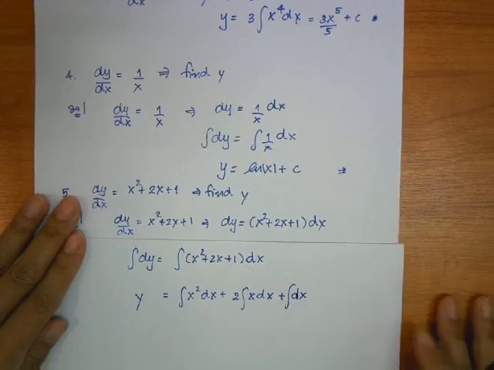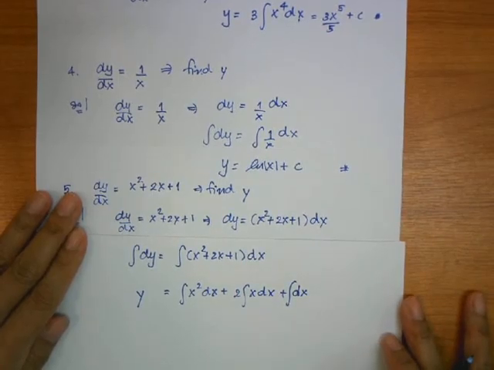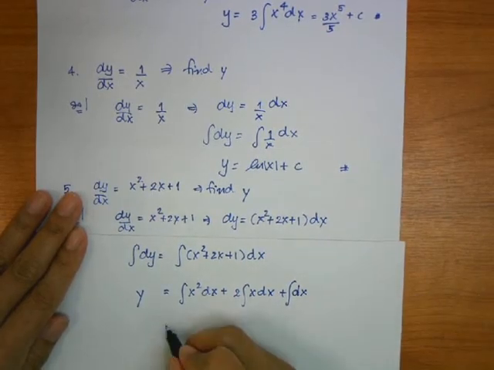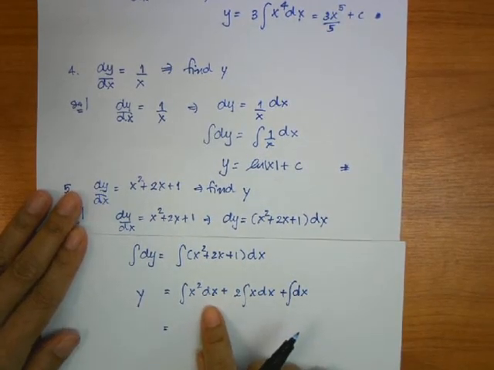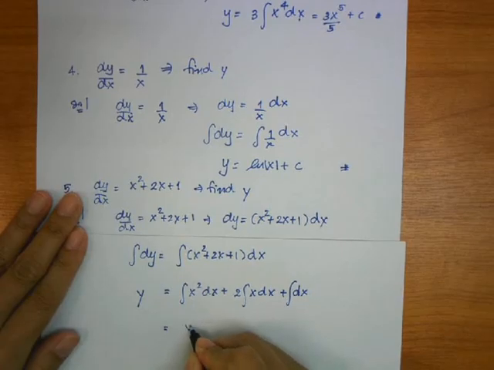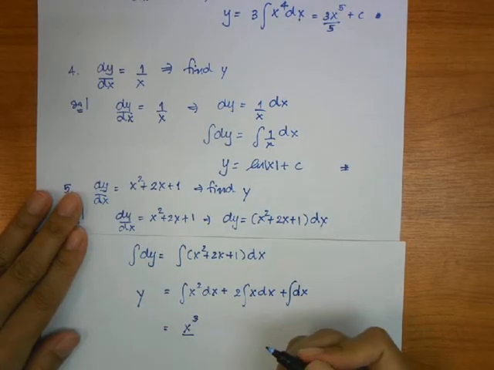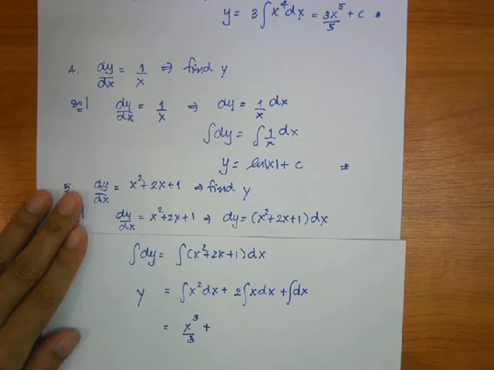like that, right? So integral x squared dx. What do we get? X to the power 3 divided by 3 plus x to the power 2, or x squared, plus, what is the last term? X and plus c.